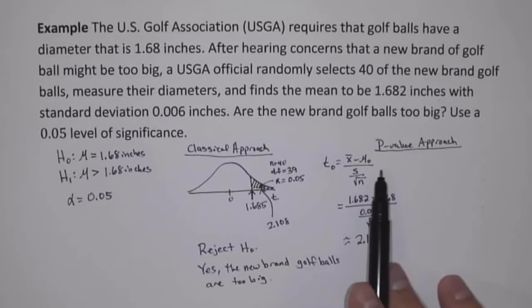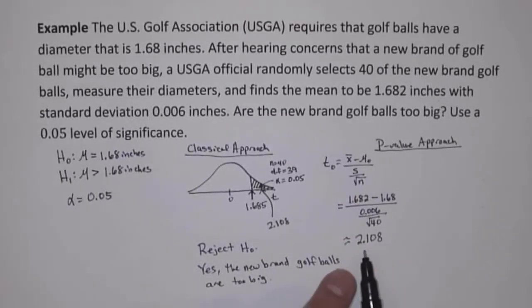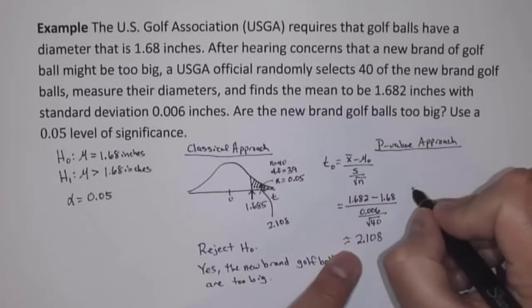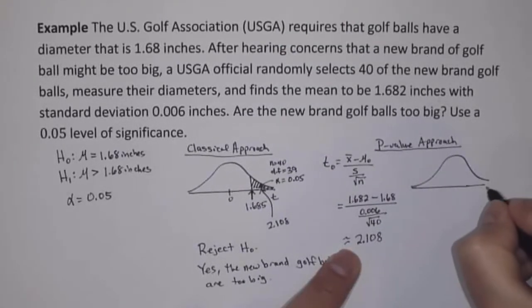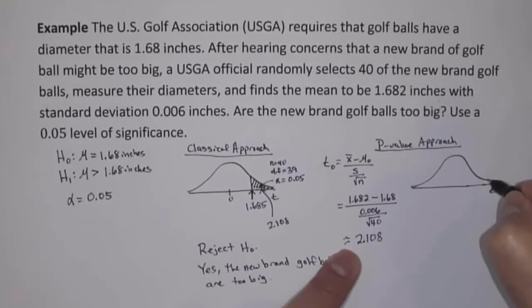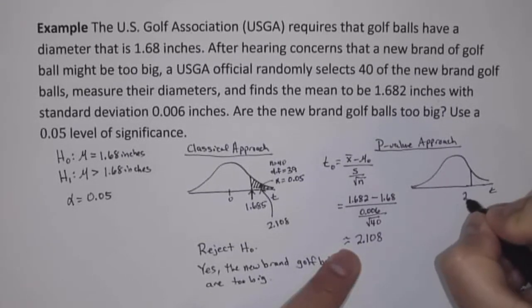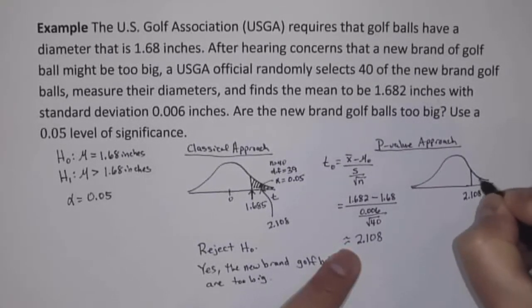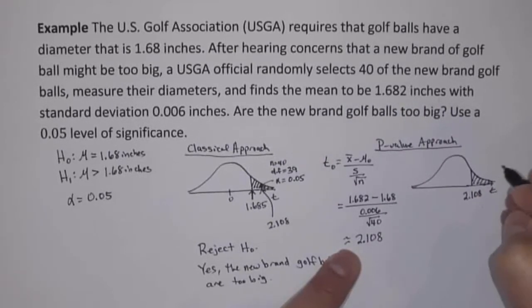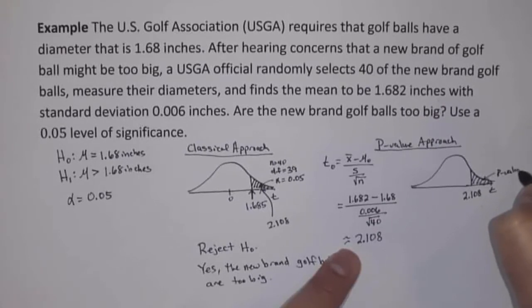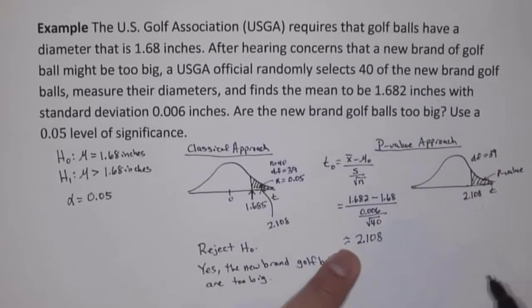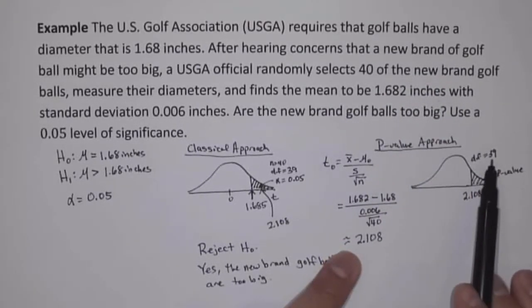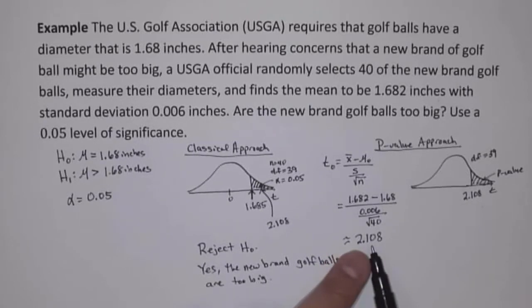Now, if I want to use the p-value approach, then I find the 2.108 test statistic, and I have a t-distribution. And so this is a right-tailed test. So the area to the right of 2.108 will be the p-value. Now again, this is for a t-distribution that has 39 degrees of freedom. The area to the right of my test statistic, because it's a right-tailed test, will be the p-value.